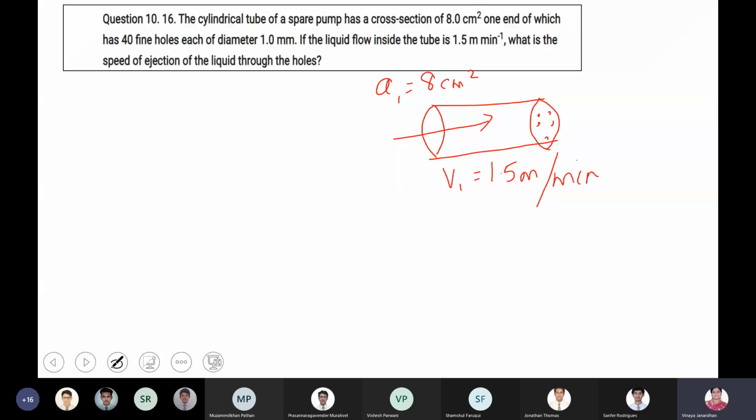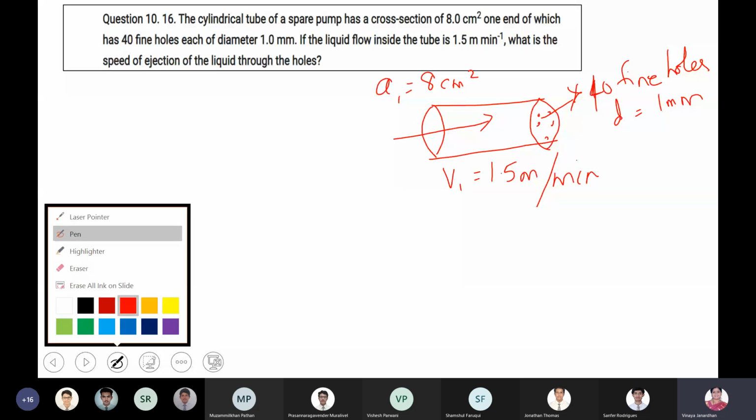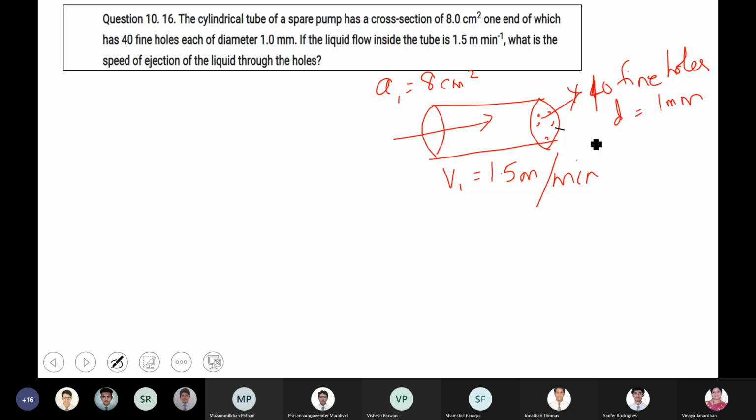Read the question. A cylindrical tube of a spray pump has a cross section of 8 centimeters square on one end. One end of which has 40 fine holes of diameter 1 millimeter. So what is the speed of the liquid coming out of it? What is V2? Now, are you able to understand this? Okay, do this, boys.